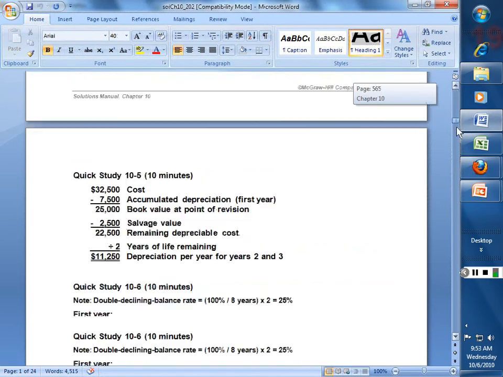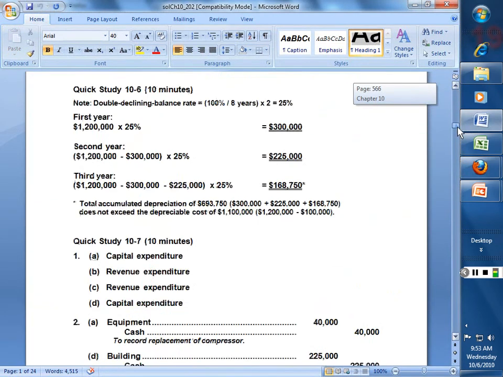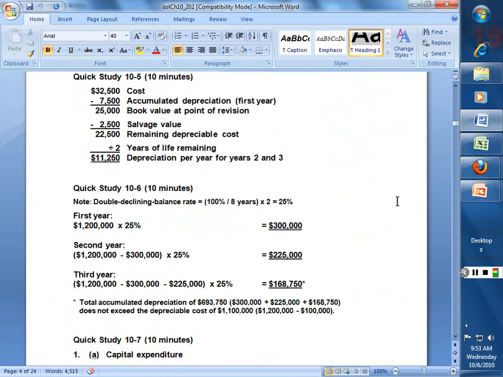Let's go take a peek at the solution. Quick study 6. Here it is. Remember they said salvage value is $100,000? What did we do with that number? We said I'm going to ignore it initially. I'm going to worry about it a little bit later. So we got our 25%. We know where that came from. 2 times 1/8 is 2/8, or 1/4, or 25%, times the book value. That is the cost in the first year, $300,000.